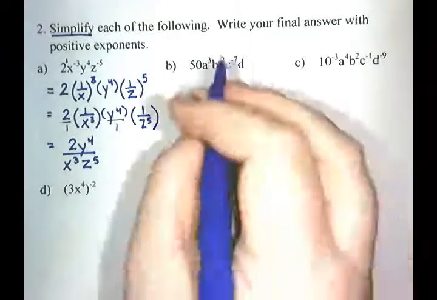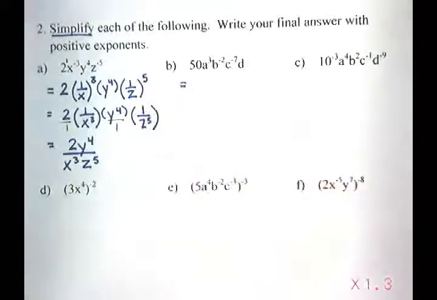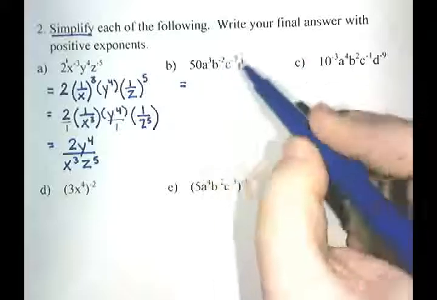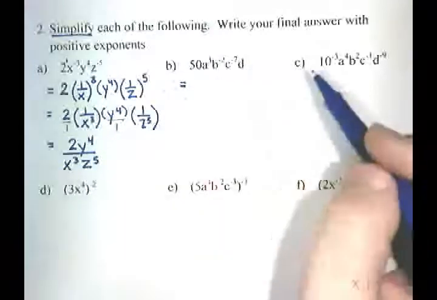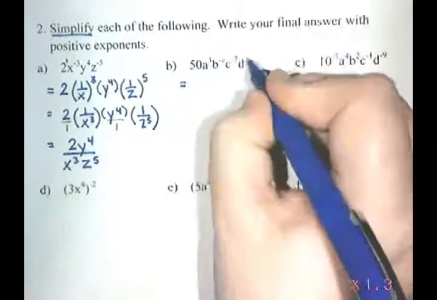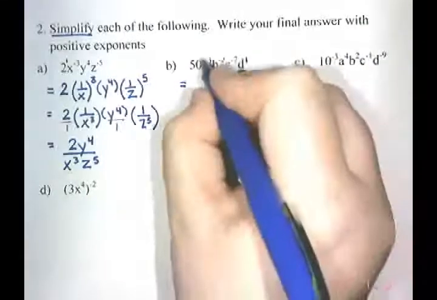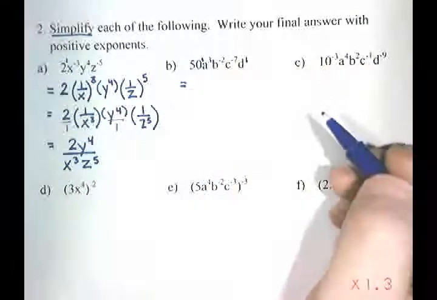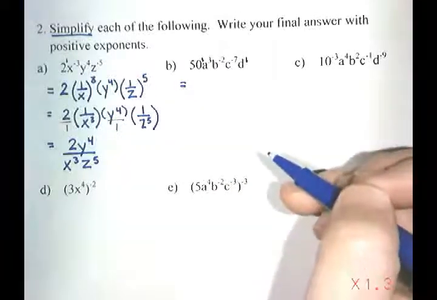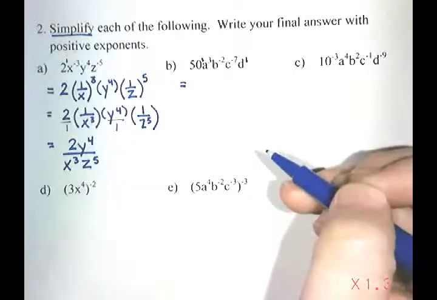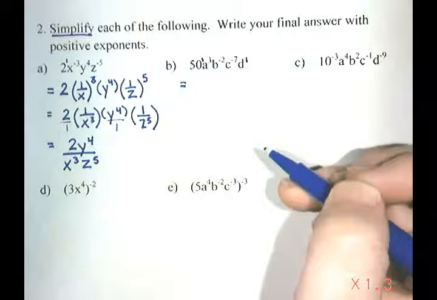So the next one here says 50, a to the 3, b to the negative 2, c to the 7, and d. First, I'm just going to fill in the missing exponents to help me out. This is secretly a d to the 1, and this is secretly a 50 to the 1. So what I want to do is leave all of the ones that have positive exponents in the numerator, and then take the ones with the negative exponents and flip them into the denominator.